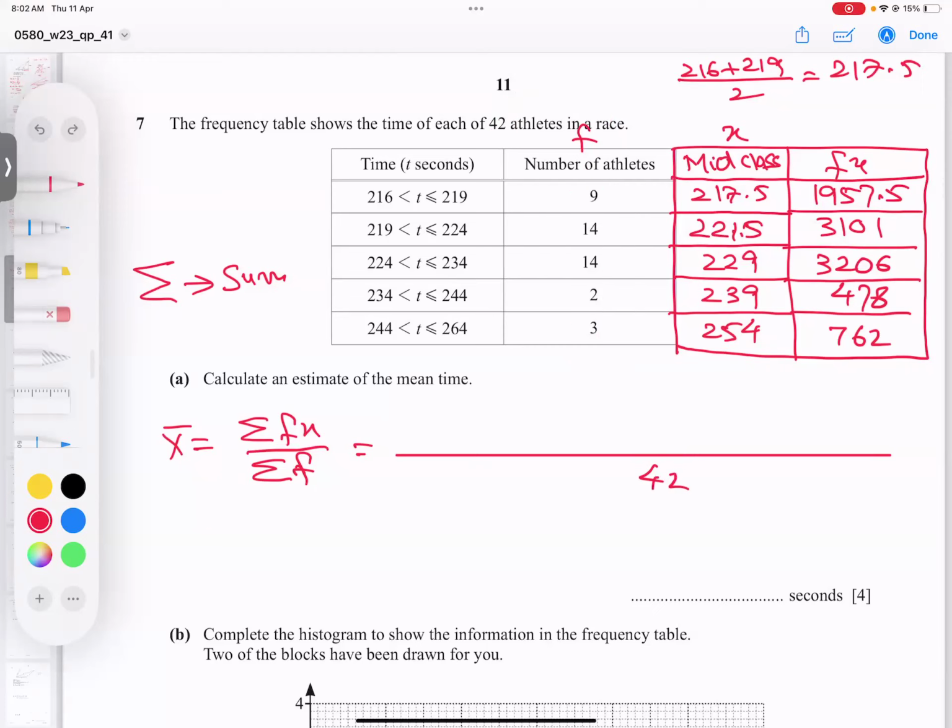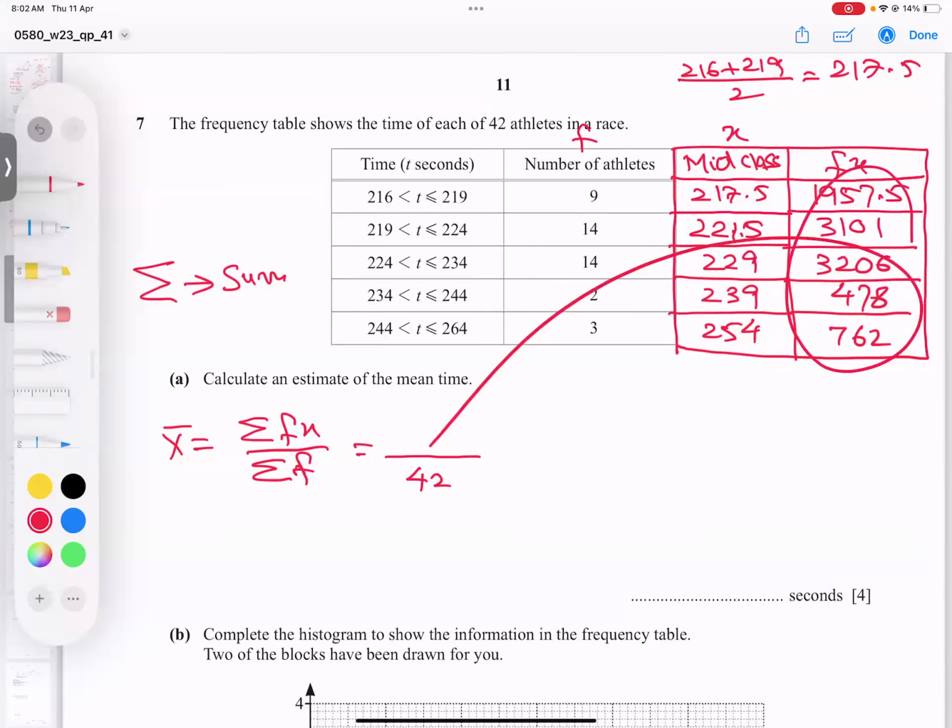But the numerator I will add. Sigma fx means this column's values added. So I will add them all. Or I can save my time. Why waste my time, because I will not show again. So I write here 42, and I copy and paste the upper values here, because I have done that job already. 1957.5 plus 3101 plus 3206 plus 478 and 762. This comes to 9504.5. So this way, I believe you will find your mistake, because I have done it step by step. 226.2976.